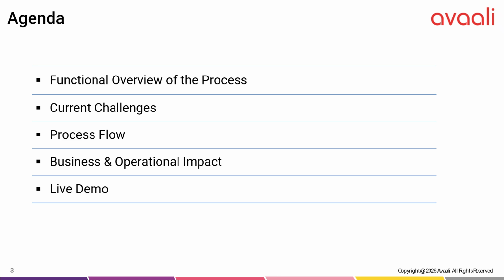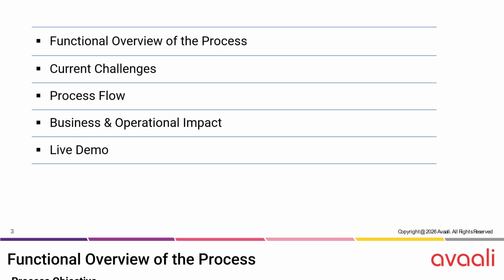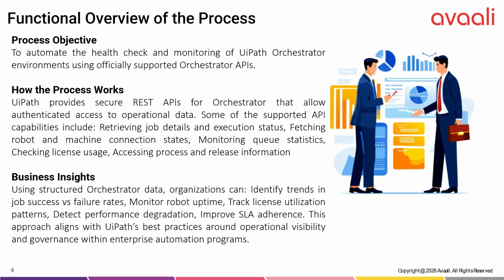We will be covering the following contents in this video. The objective of this process is to automate the health check and monitoring of UiPath Orchestrator environments using officially supported Orchestrator APIs. UiPath Orchestrator provides detailed operational data such as job execution status, robot connectivity status, machine availability, license consumption, queue statistics, process and release information.